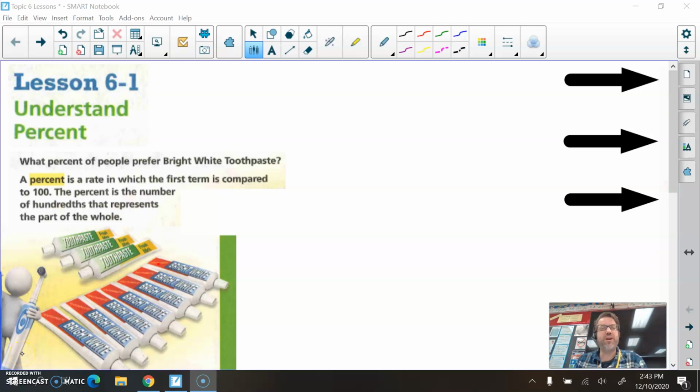And today we are starting topic 6. Today is our first lesson in topic 6. And we're talking about percents today and understanding what percent means.